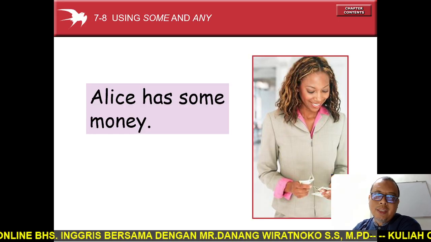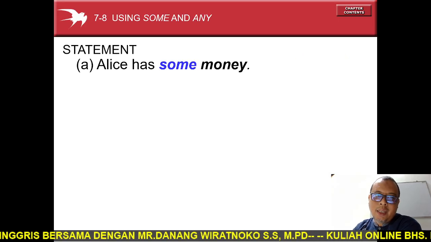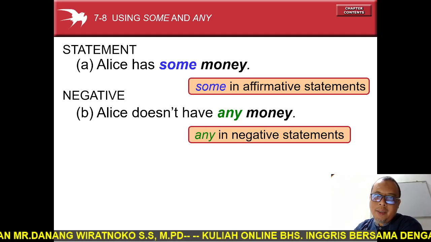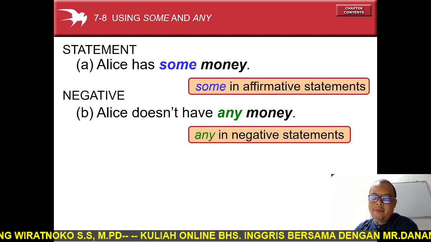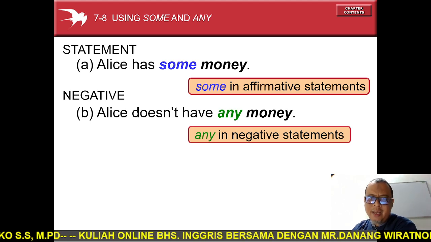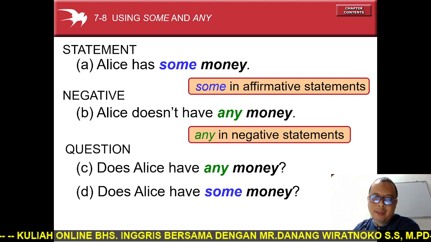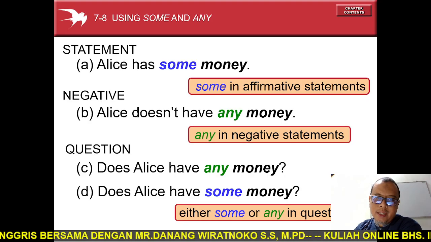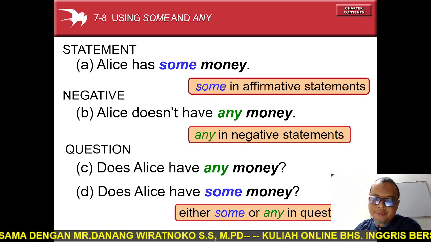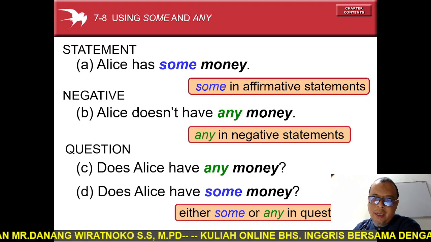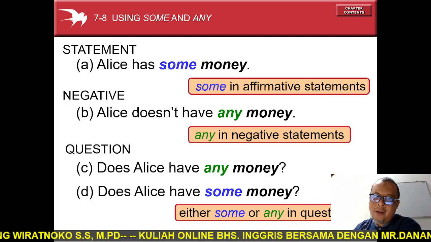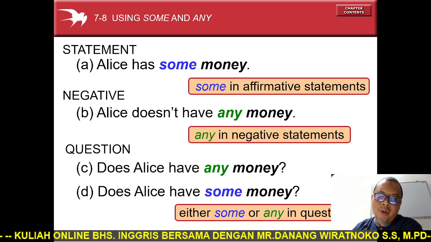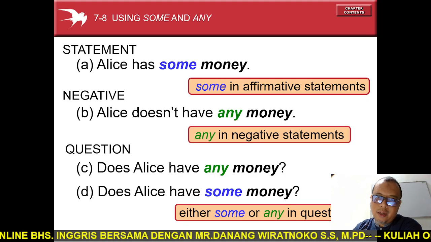Okay, next we use the some and any. Alice has some money. Some is used in an affirmative statement. It means positive. Alice doesn't have any money. Remember, any is for a negative statement, yeah? Does Alice have any money? Does Alice have some money? Either some or any in a question. Jadi kalau kita membuat pertanyaan boleh digunakan kedua-duanya. We can use any and some.